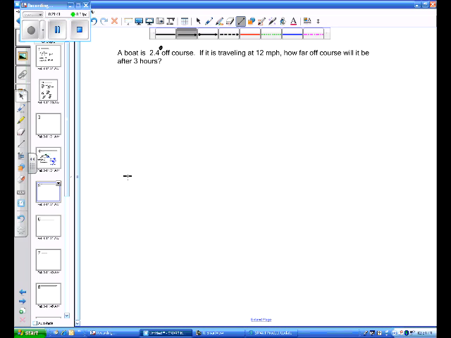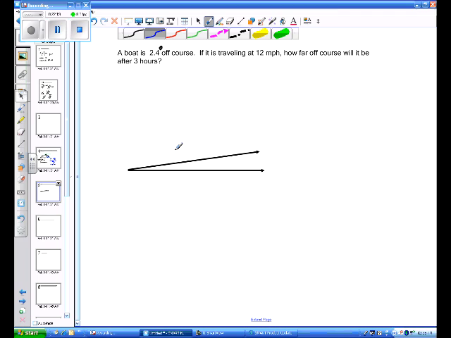If, let's say this was the direction we were supposed to travel. We're off course by 2.4 degrees. So instead of going in that direction, we're actually going off in this direction, and 2.4 is not very much, so I'm drawing it bigger simply so that we could see. And we're going to travel for 3 hours. So after 3 hours at 12 miles an hour, we're going to have gone 36 miles.